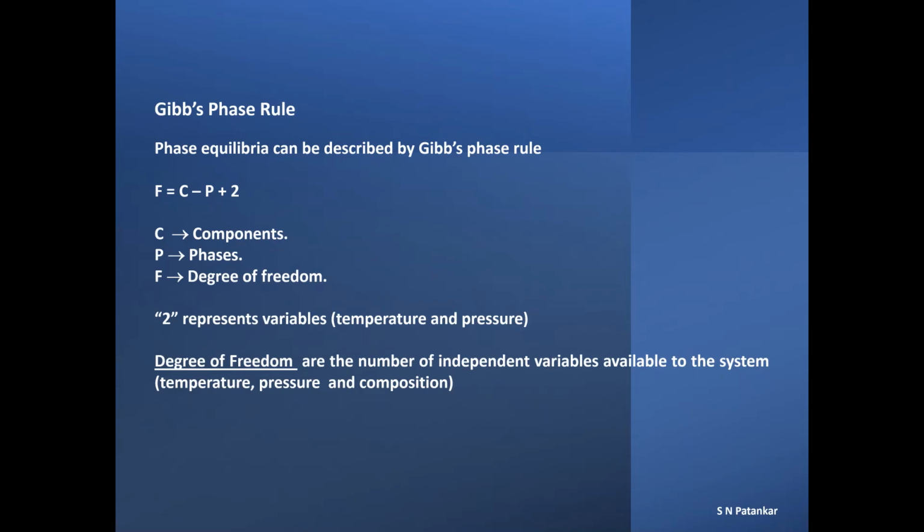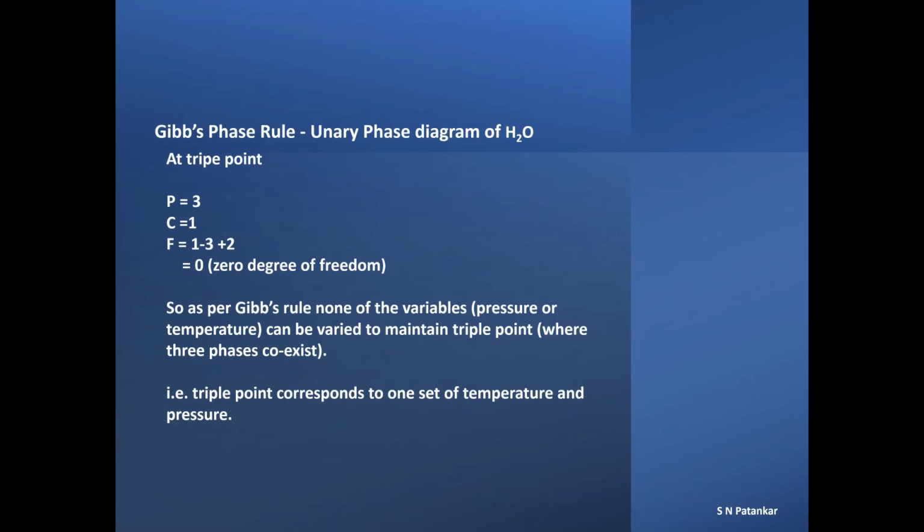According to Gibbs' phase rule, F equals C minus P plus 2, where C stands for number of components, P is number of phases, and F is the degree of freedom. 2 represents variables, temperature and pressure. When we apply Gibbs' rule at triple point where P equals 3, C equals 1, F becomes equal to 0. So as per Gibbs' rule, none of the variables, pressure or temperature, can be varied to maintain triple point where the 3 phases coexist.